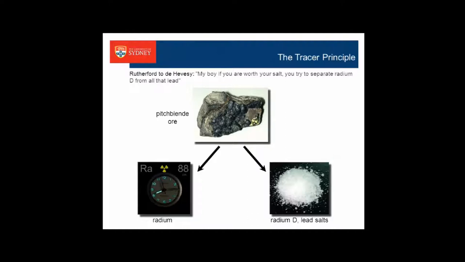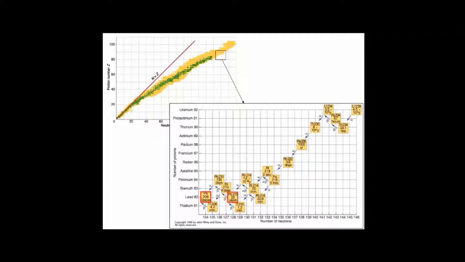Now, to cut a long story short, de Hevesy, who was a very well-regarded chemical experimentalist, was unable to separate those two entities after trying for 2 years. And the reason he couldn't separate them becomes apparent when we look at the chart of the nuclides. So just focusing in on this region of the chart of the nuclides, what we find is that what de Hevesy was trying to separate as radium D is actually an isotope of lead. It's lead 210. And he was trying to separate lead from the lead 206, which is the stable form of lead. So he was trying to separate lead from lead using chemical techniques, which is obviously not possible.